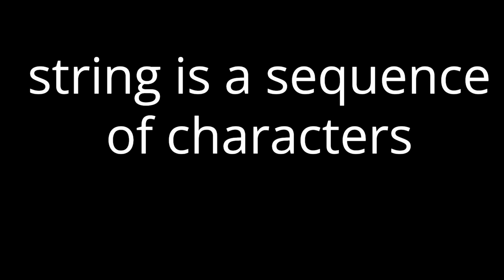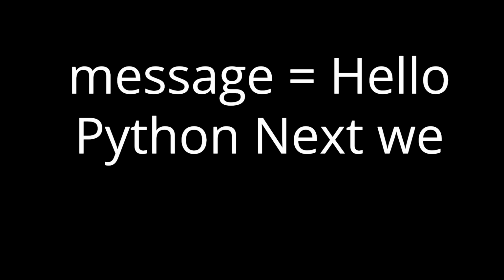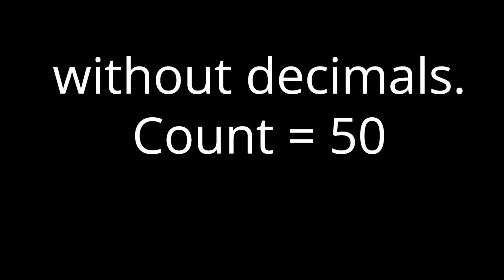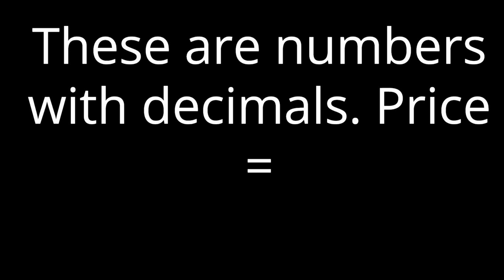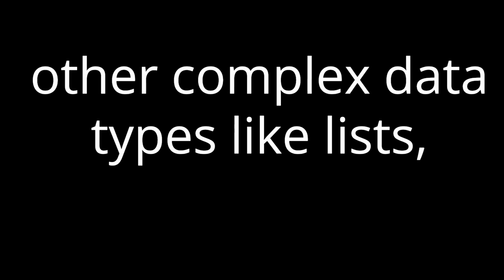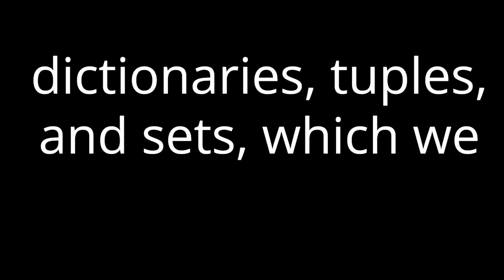Now, let us take a look at some common data types that variables can store. First, we have strings. A string is a sequence of characters enclosed in quotes. Example, message = "Hello Python". Next, we have integers. These are whole numbers without decimals. count = 50. Then we have floating point numbers. These are numbers with decimals. price = 99.99. We also have booleans. These represent True or False values. is_active = True. In addition to these, there are other complex data types like lists, dictionaries, tuples, and sets, which we will cover in future tutorials.